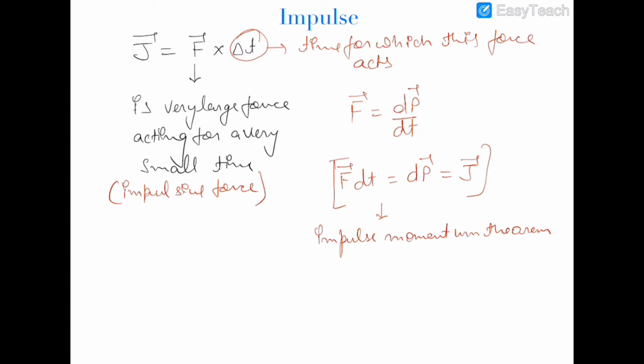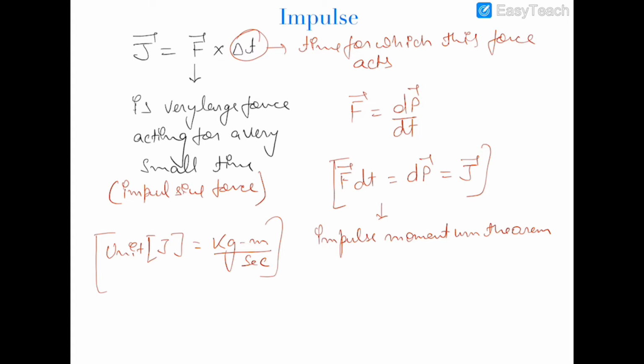So impulse is actually the change in momentum, and this change in momentum is due to a very large force which acts for a very small period of time, which is also called as impulsive force. So impulse is not the force. In fact, impulse is the change in momentum. Now the unit of impulse is equal to the unit of momentum, as it is equal to the change in momentum, and the unit of momentum is kilogram meter per second. So this is the unit of impulse, and its direction is in the direction of impulsive force which acts on the body.